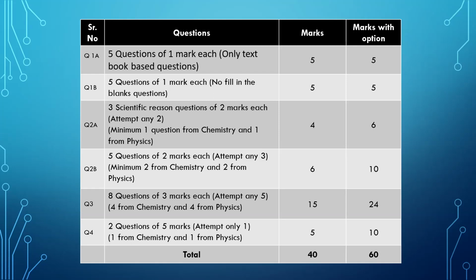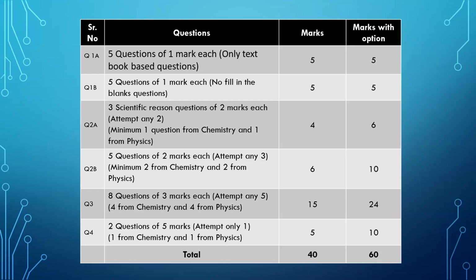See question number 4. In question number 4, students, 2 questions of 5 marks each will be given, and you have to attempt only 1. Of these 2 questions, 1 will be from chemistry and 1 will be from physics. So the marks allotted to question number 4 is 5, and with option it is 10. So this way, students, the total marks you will write without option will be 40 marks. So your paper is planned for 40 marks without option, and with option it comes to 60 marks. Okay, so this is the question paper pattern. This is how your paper will be in this pattern.